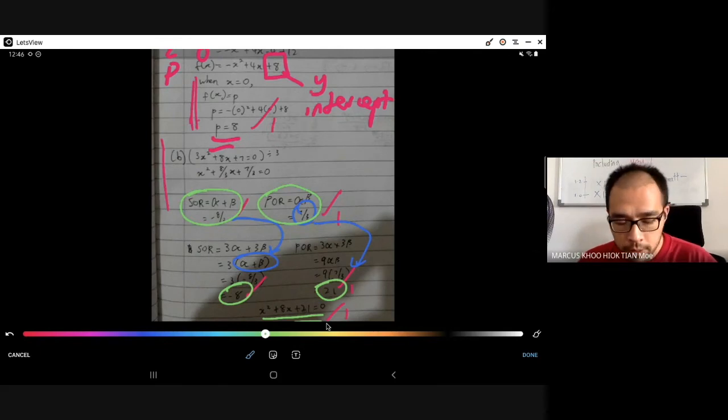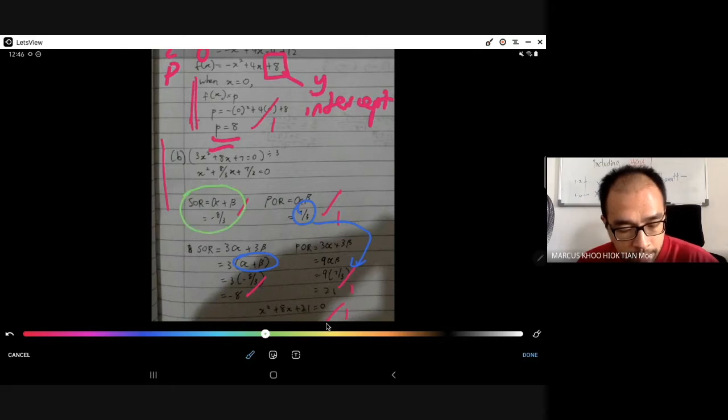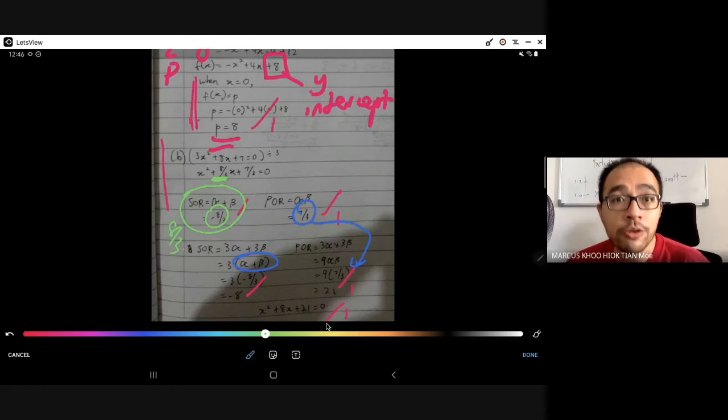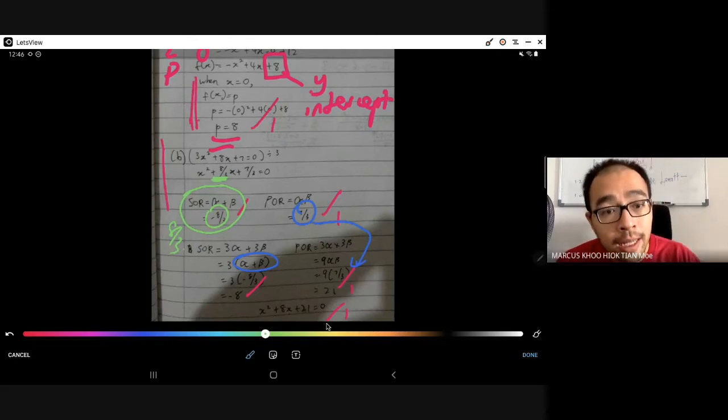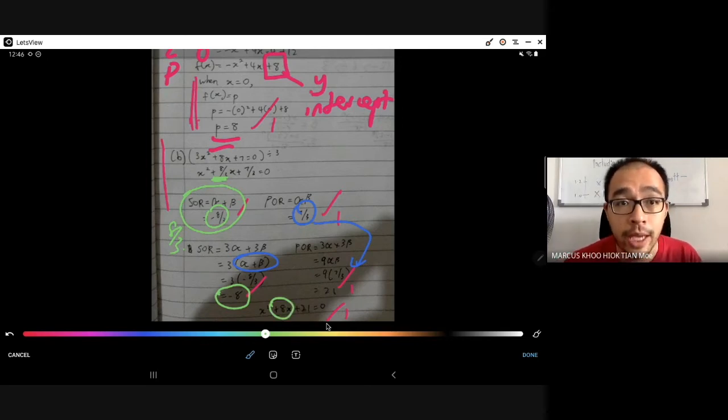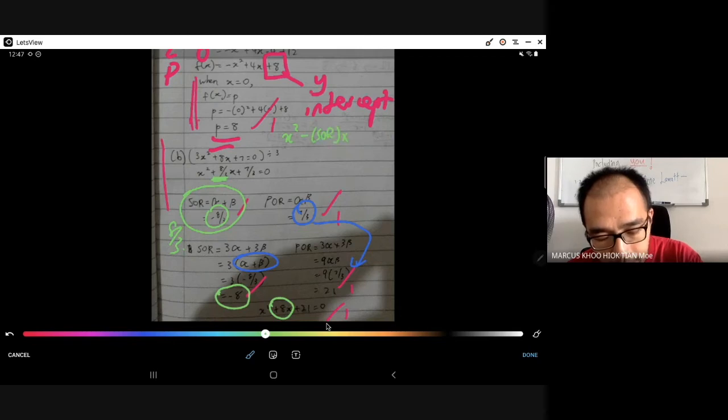Now a very common thing that I always see that a lot of people get wrong is this SOR thing. Dia nampak saja di sini 8/3, terus dia letak di sini 8/3. And we need to remember that the SOR, dia punya tanda itu berlainan. That's why in this new SOR, kita dapat -8, tetapi in this one, we put it as +8. Because the template, atau the acuan cake is x squared minus SORx plus POR equals to 0.